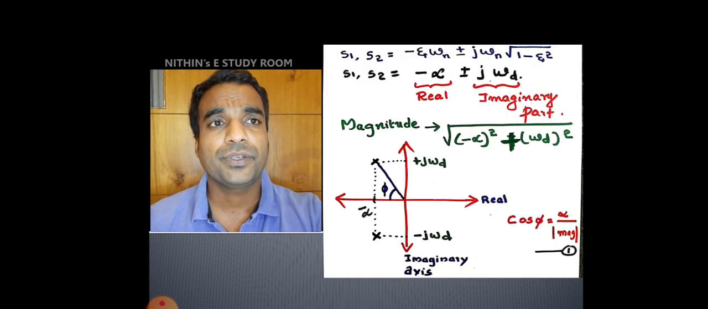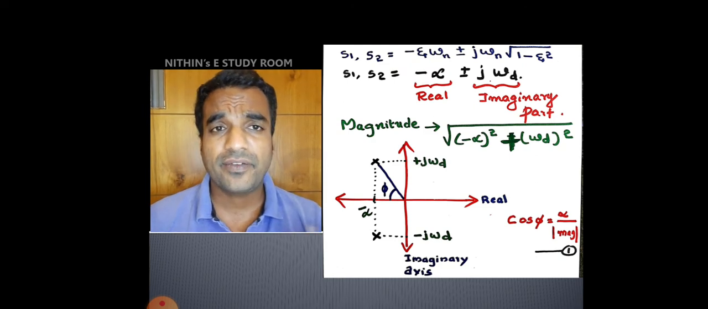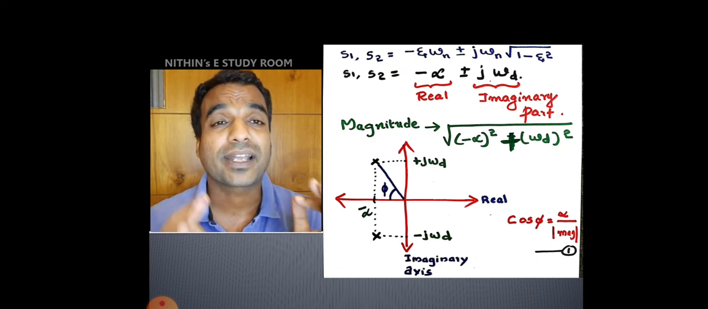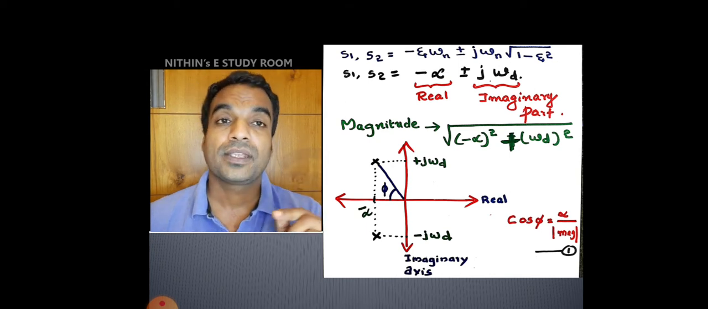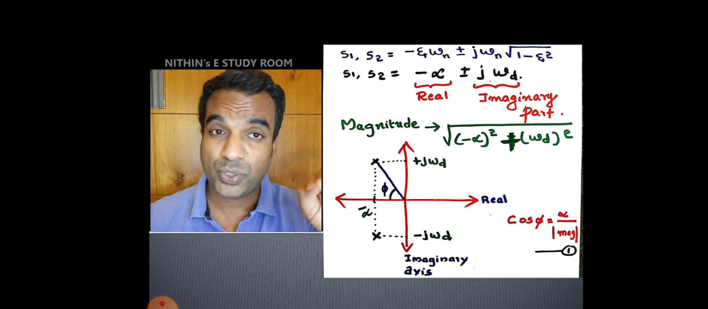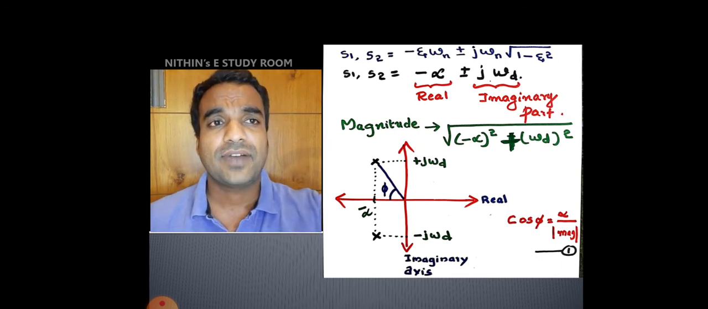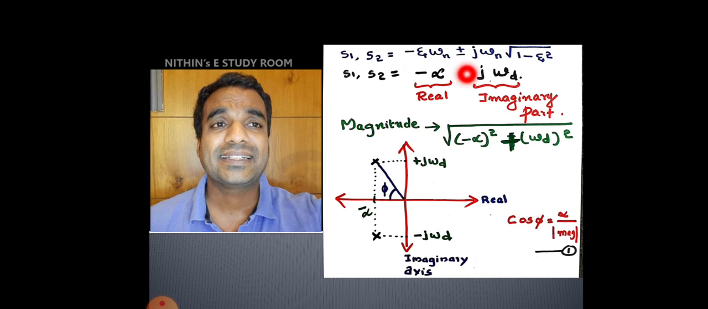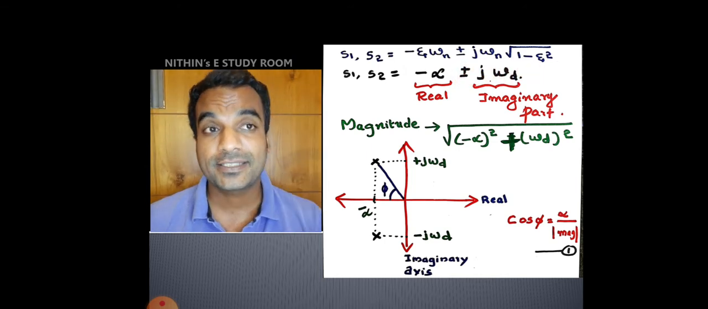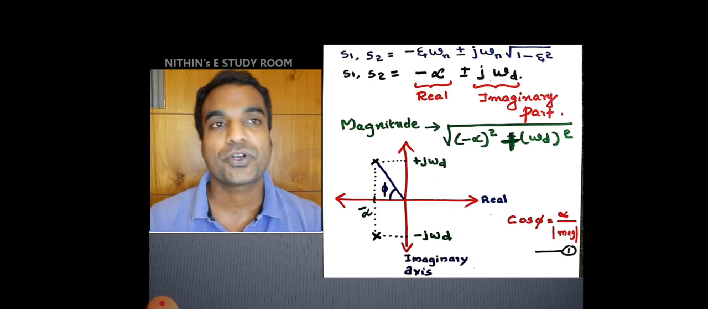Anyhow, if you solve, you will get the roots. There will be two roots. Why do we have two roots? Because we are discussing a second order system. The equation starts with s square, so the highest degree term is s square. So definitely there will be two roots, s1 and s2. Using that formula, we get the final answer: s1, s2 are minus eta omega n plus or minus j omega n into root 1 minus eta square.